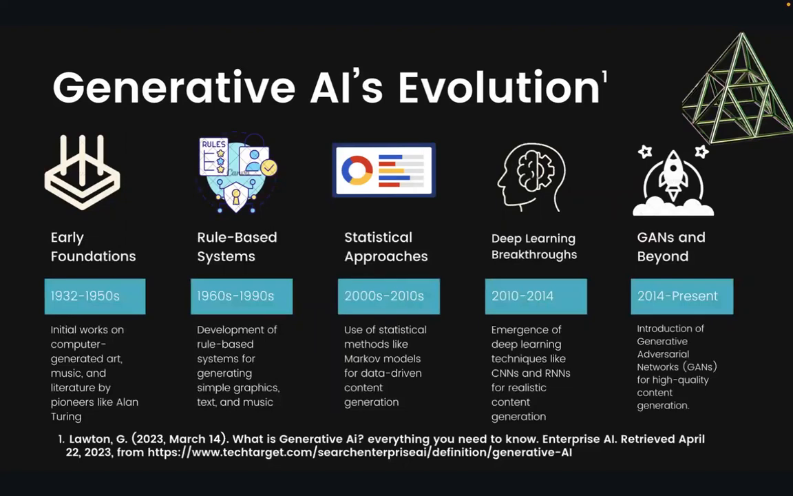Statistical approaches, use of statistical methods like Markov models, data-driven content generation was done and made possible because of this. Emergence of deep learning techniques like CNN and RNN for realistic content generation, which is also one of the basics of today's generative AI. It is also a deep learning breakthrough that we had between 2010 and 14. GANs and beyond, which is the current working scenario of AI, generative adversarial networks for high quality content generation.